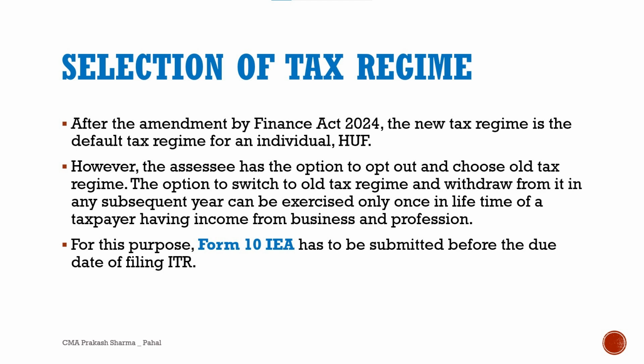Let us understand about the selection of the tax regime. After the amendment by Finance Act 2024, the new tax regime is the default tax regime for an individual HUF. However, the assessee has the option to opt out and choose old tax regime. The option to switch to old tax regime and withdraw from it in any subsequent year can be exercised only once in lifetime of a taxpayer having income from business and profession. For this purpose, Form 10 IEA has to be submitted before the due date of filing ITR 1.